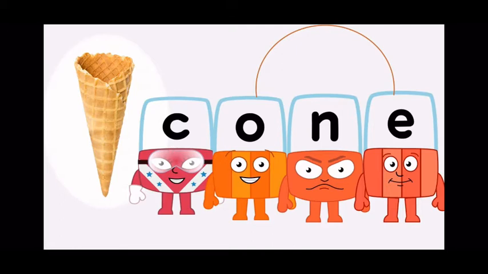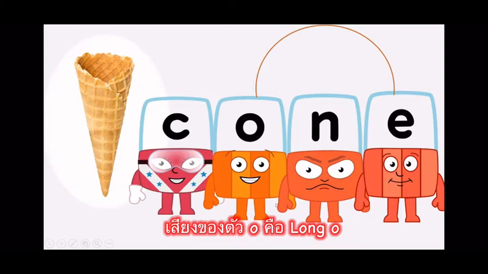It's not con. No. It's cone. Okay? If you read it con, it's wrong. The correct pronunciation of this word should be cone. K-O-N. Cone. Okay, so the word ends with E, and it has O. Therefore, the sound of letter O is a long sound.